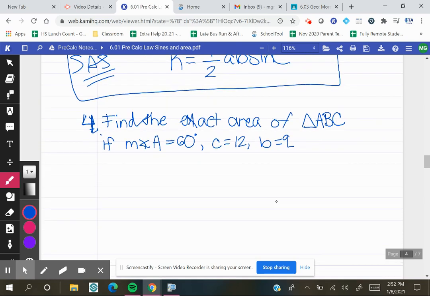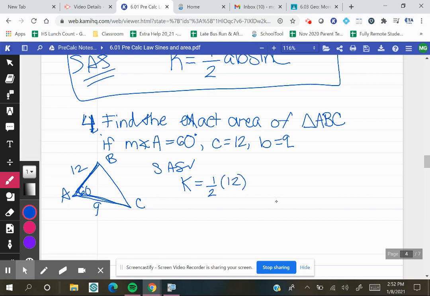All right, so first I'm going to draw a picture of triangle ABC. A is 60 degrees, side C across from angle C is 12, and side B is 9. So I do have side, angle, side. So the angle I have here is included between the two sides that I know. So now I'm going to use my formula. So K equals 1/2 one of my sides times the other side times sine of the included angle.